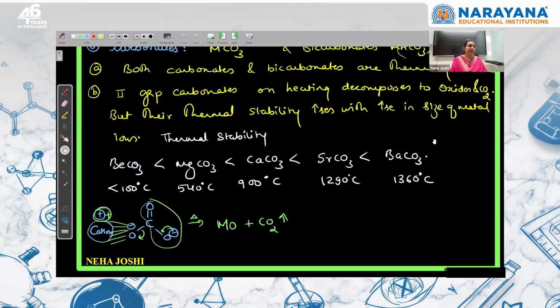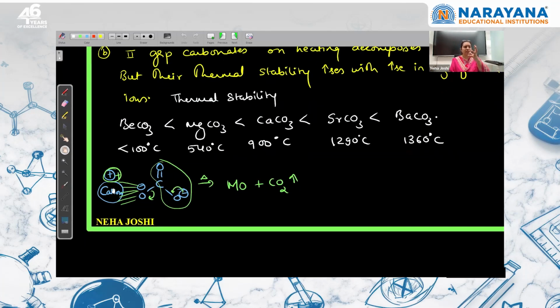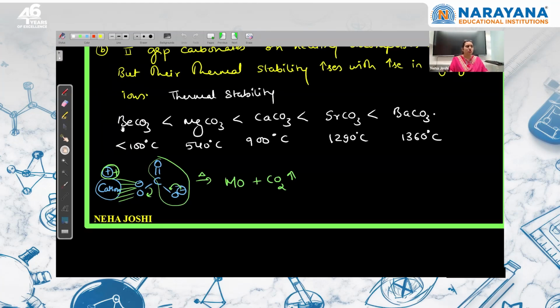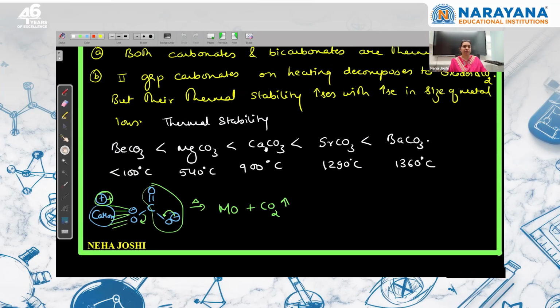Why is thermal stability increasing? Because if the cation is of small size, it will have strong polarizing power. It will attract the negative cloud of oxygen and break the carbonate to oxide and CO2. So small cations have high polarizing power, and so low thermal stability. BeCO3 decomposes below 100 degrees centigrade. Magnesium carbonate decomposes at 540, calcium carbonate at 900, strontium carbonate at 1290, and barium carbonate at 1360 degrees centigrade.